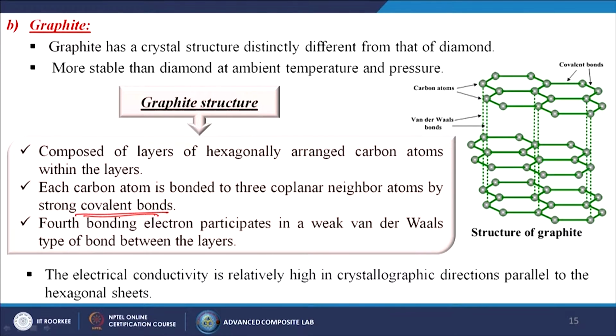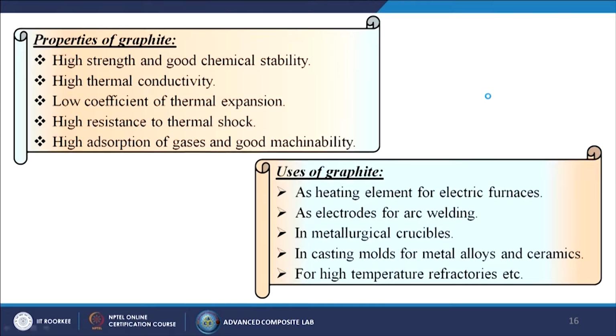So, the electrical conductivity is relatively high in crystallographic directions parallel to the hexagonal sheets. Here you can see the structure of graphite. These are all covalent bonds, and in between these, van der Waals bonds are working, and these are the carbon atoms. So, between one layer and another layer, only van der Waals bonds are working.